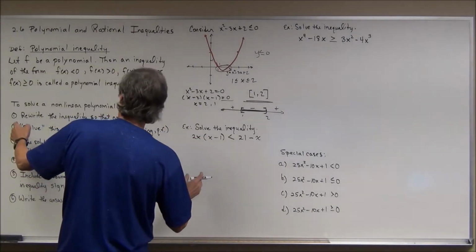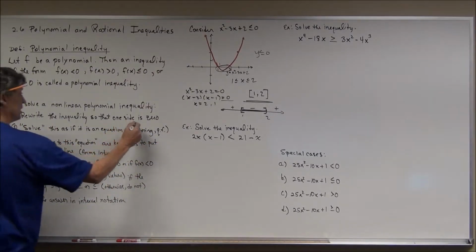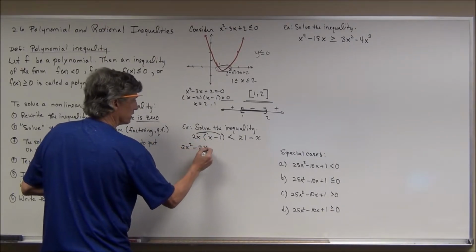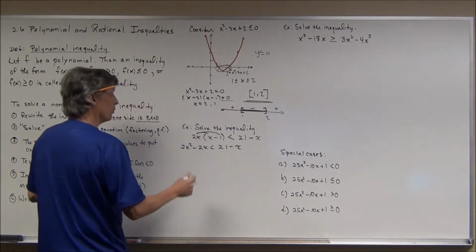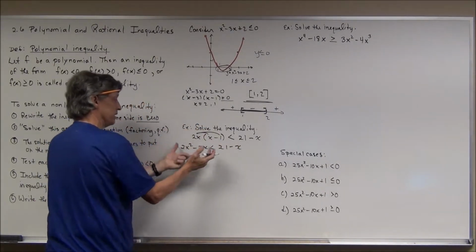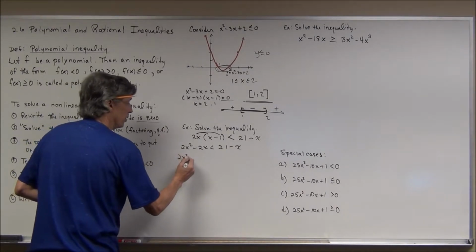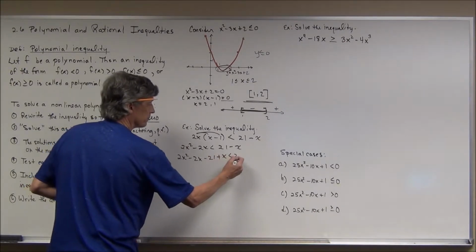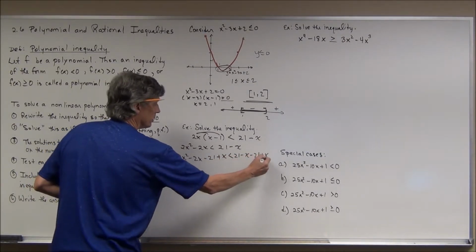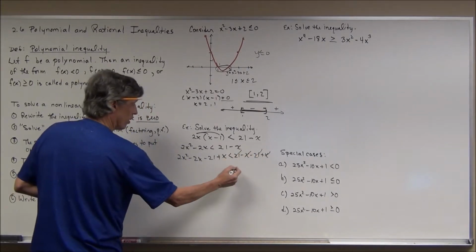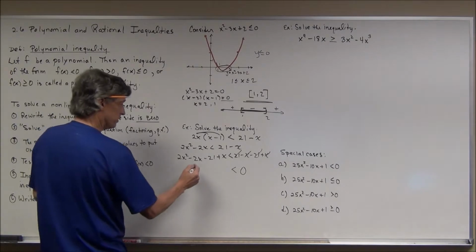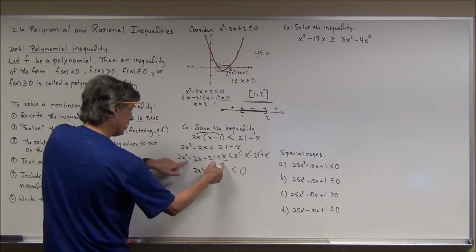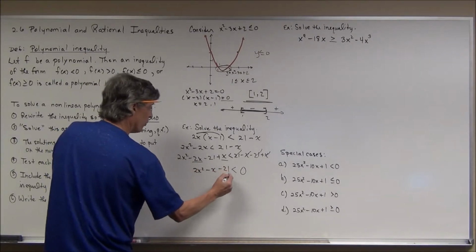So step number 1 is I'm going to try to rewrite it so that one of the sides is equal to 0. I'm going to distribute. I have 2x squared minus 2x is less than 21 minus x. I'm going to subtract 21, and I'm going to add x to both sides to get everything over here. So 2x squared minus 2x, subtract 21, and add x to both sides, so that these will cancel out, and I will get 0 on one side of my inequality. Over here I do have some like terms. I have 2x squared minus x minus 21.